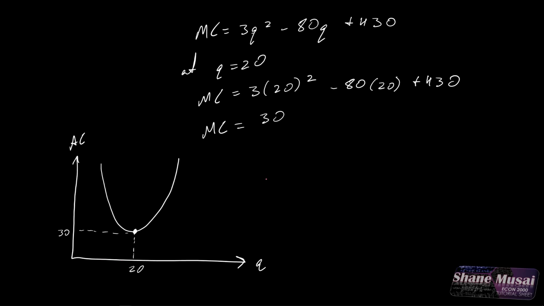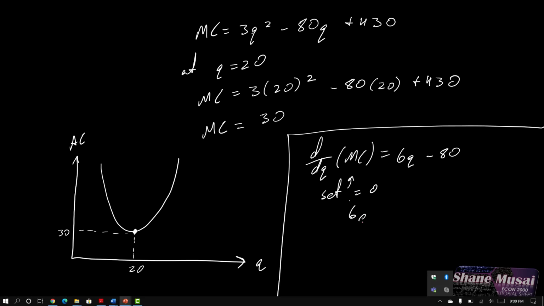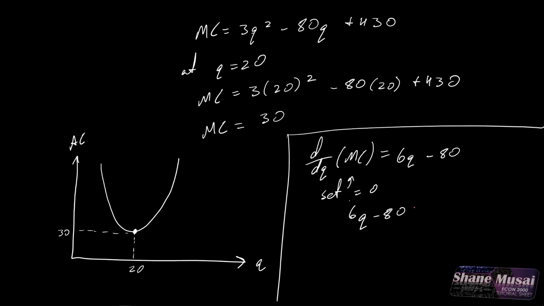So let's see if the marginal cost curve is a minimum. We need to take the differential and set it equal to 0. dMC/dq, the differential of the marginal cost curve, is equal to 6q minus 80. And we need to set that equal to 0. So 6q minus 80 equal to 0 would mean that 6q is equal to 80. Therefore, q is equal to 13 and a third.